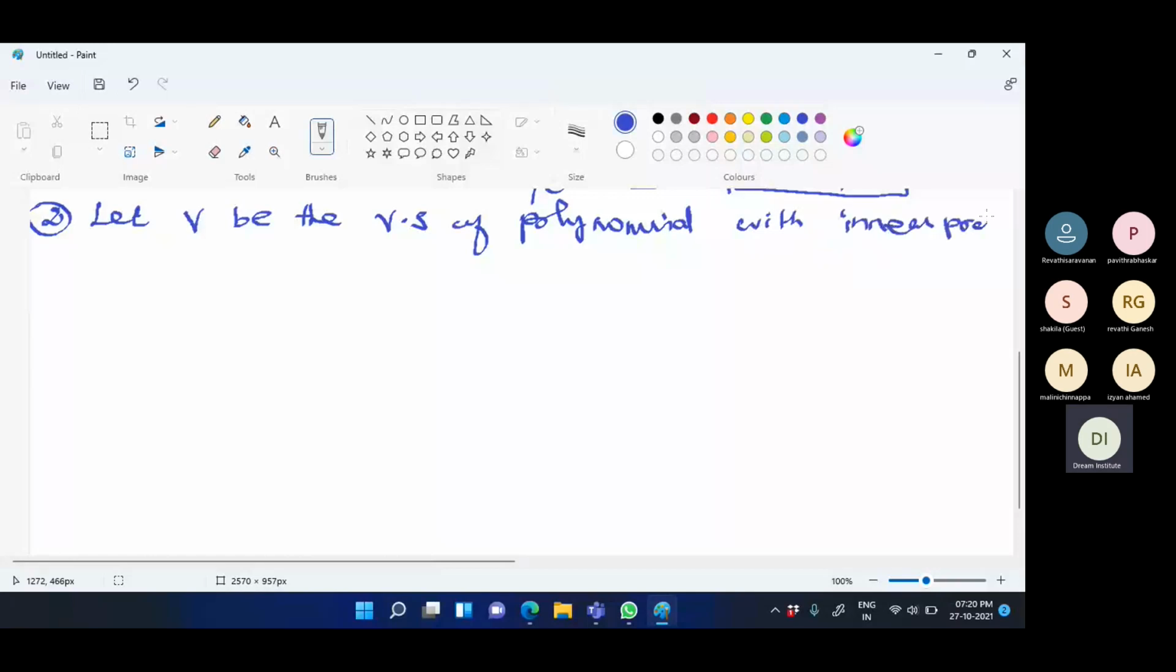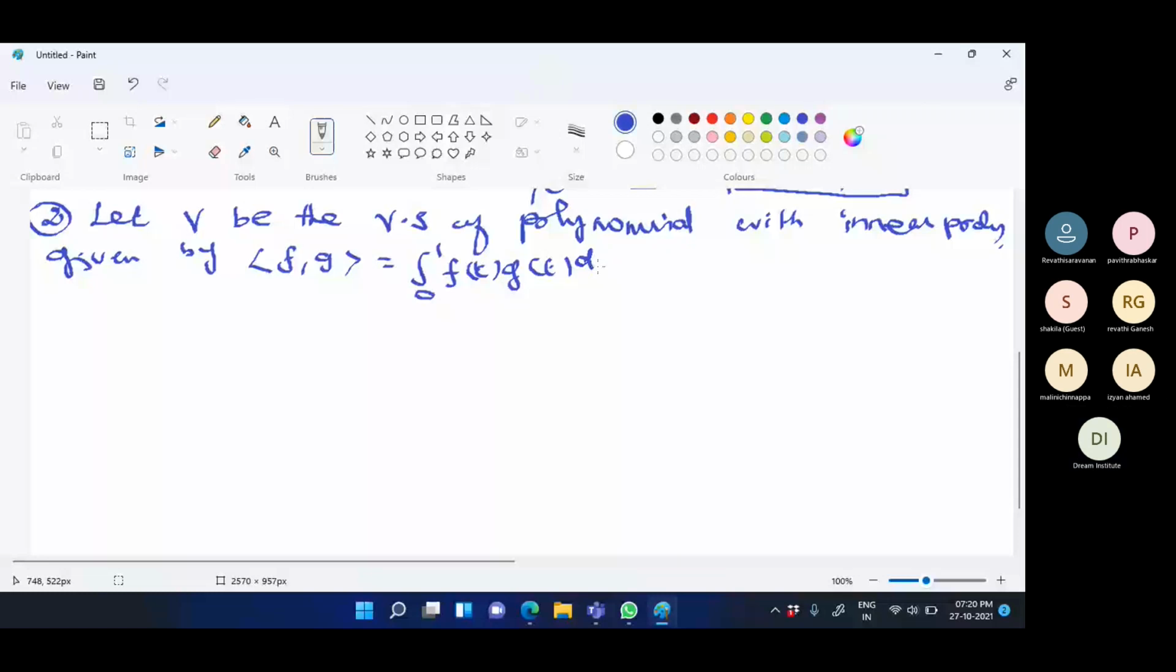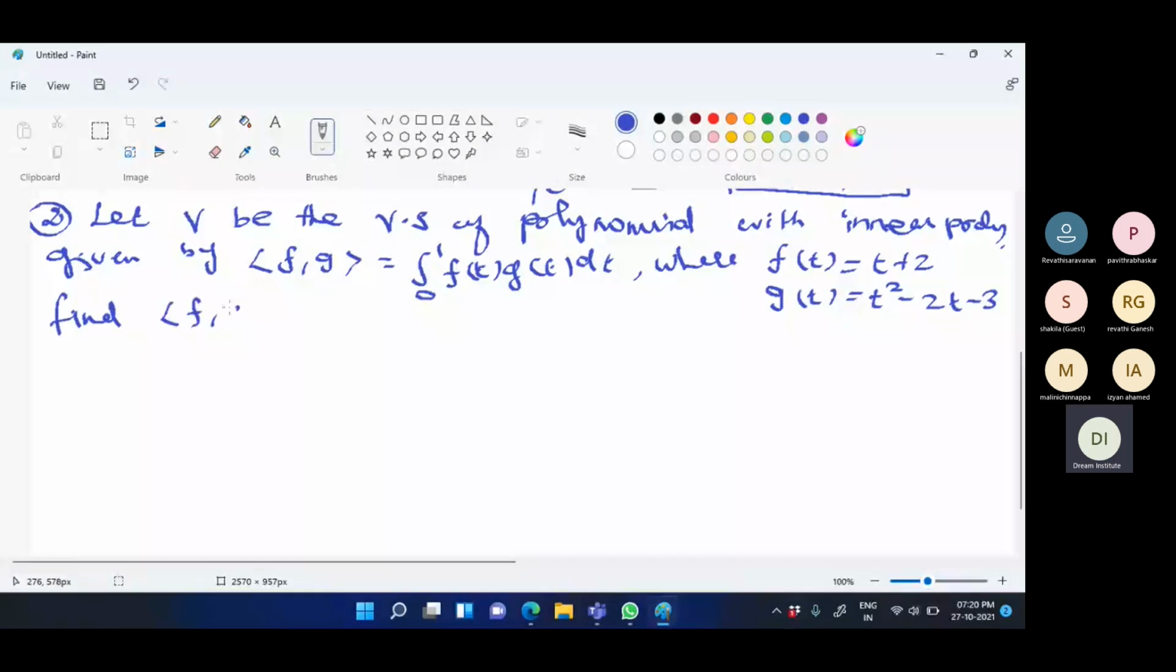The inner product is given by f comma g equals the integral from 0 to 1 of f of t into g of t dt, where f of t is equal to t plus 2, and g of t is equal to t square minus 2t minus 3. Find f comma g.